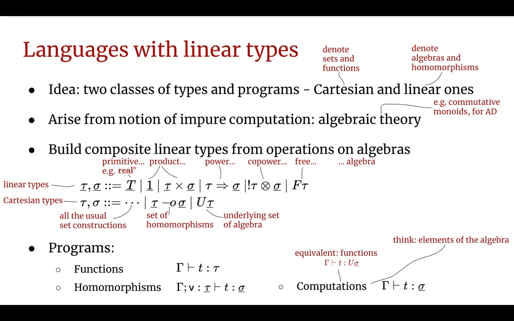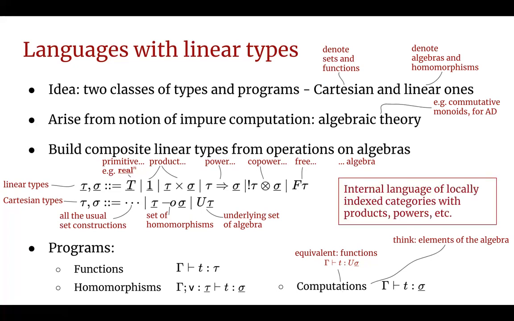Okay, so we have programs here in this sort of language. We have programs that have Cartesian inputs, Cartesian outputs. So we call those functions. We think of them as functions. Then we have homomorphisms. So they're things that have some Cartesian inputs in gamma and have a single designated linear input and produce a linear output. So the way we think of those are as families of homomorphisms from the monoid or the algebra that tau represents to the algebra that sigma represents. And then we have computations, which you can see as a sort of special case of functions or of homomorphisms that we think of as the elements of the algebra.